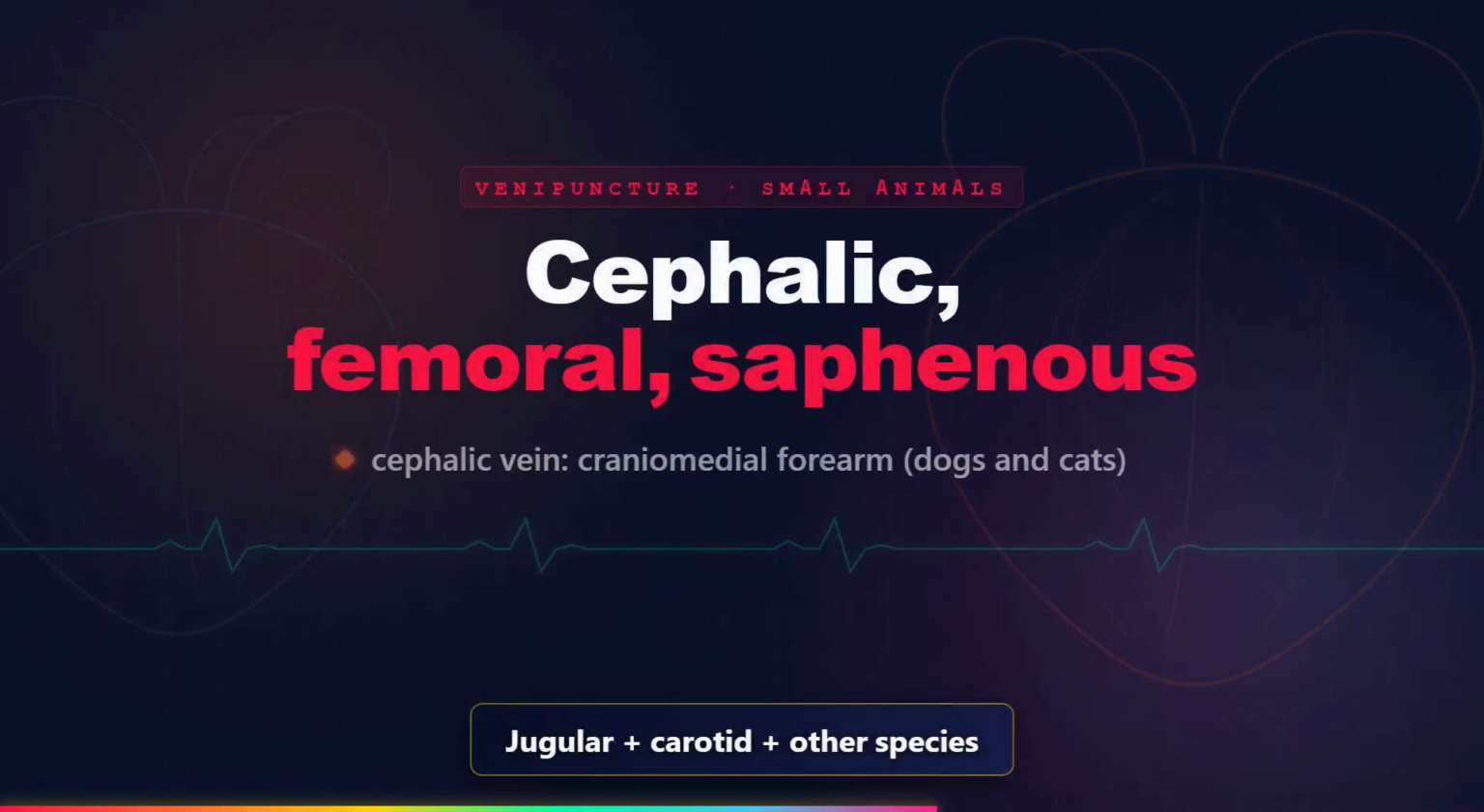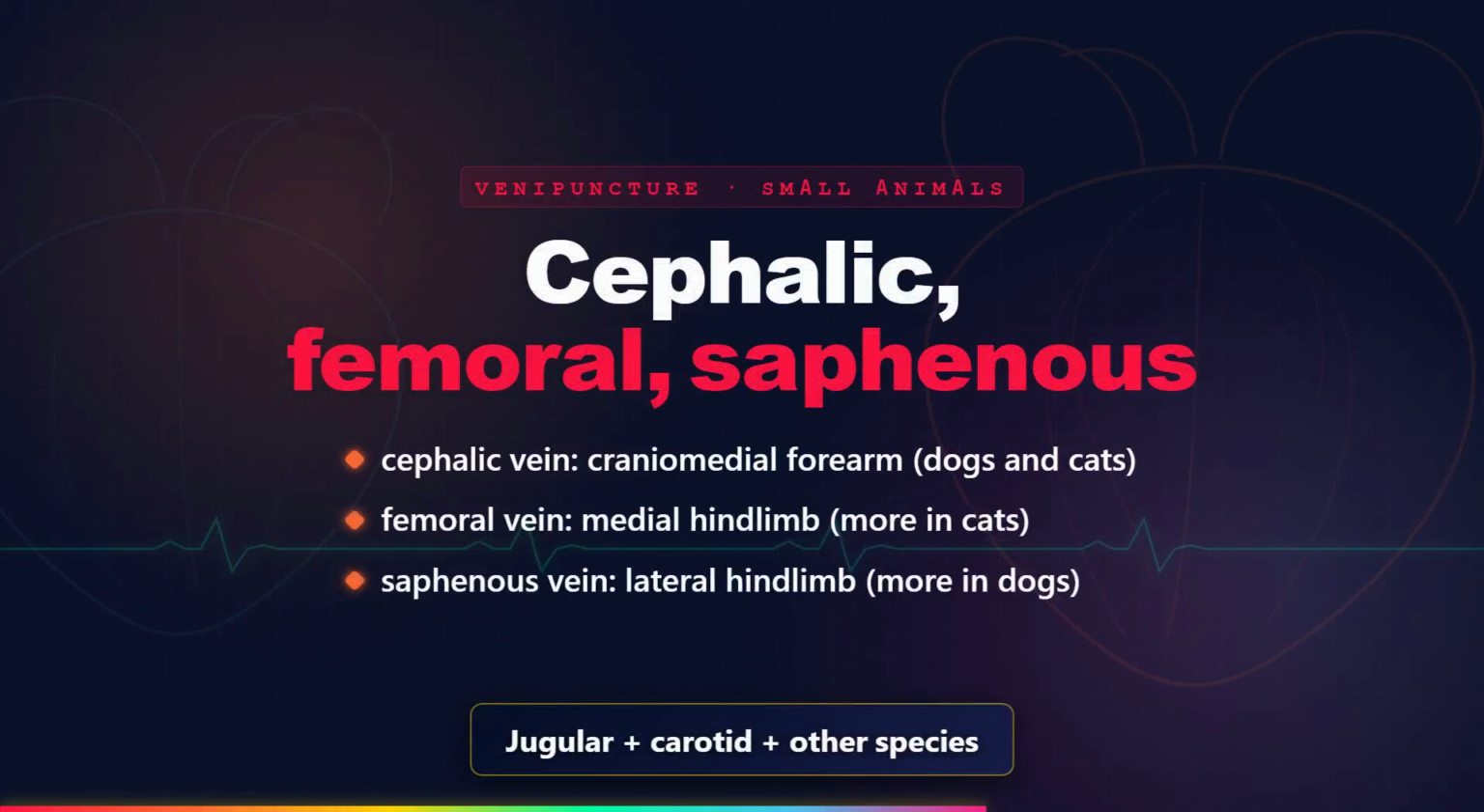In the pelvic limb, there's the femoral vein, more used in cats, and the saphenous vein, more used in dogs. The jugular is used in almost every species and runs in the neck beside the carotid. Caution in equids: don't inject sedative into the carotid, as it can cause seizures. In lactating cattle, the milk vein. In ruminants and rodents, the coccygeal vein of the tail.